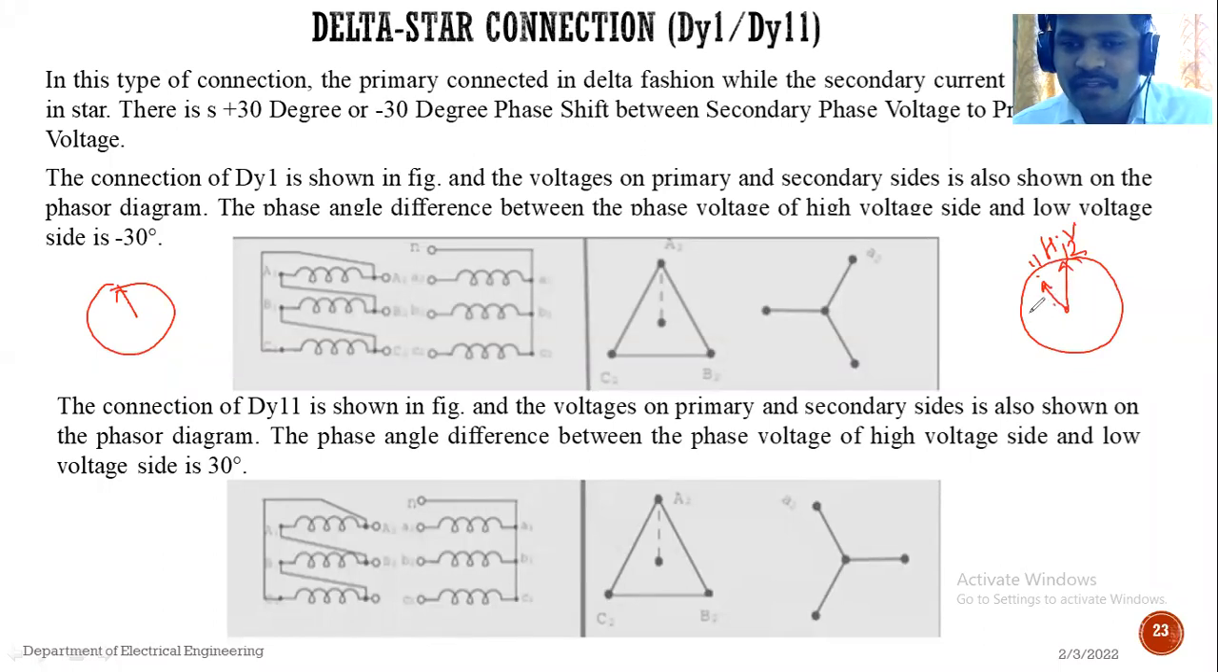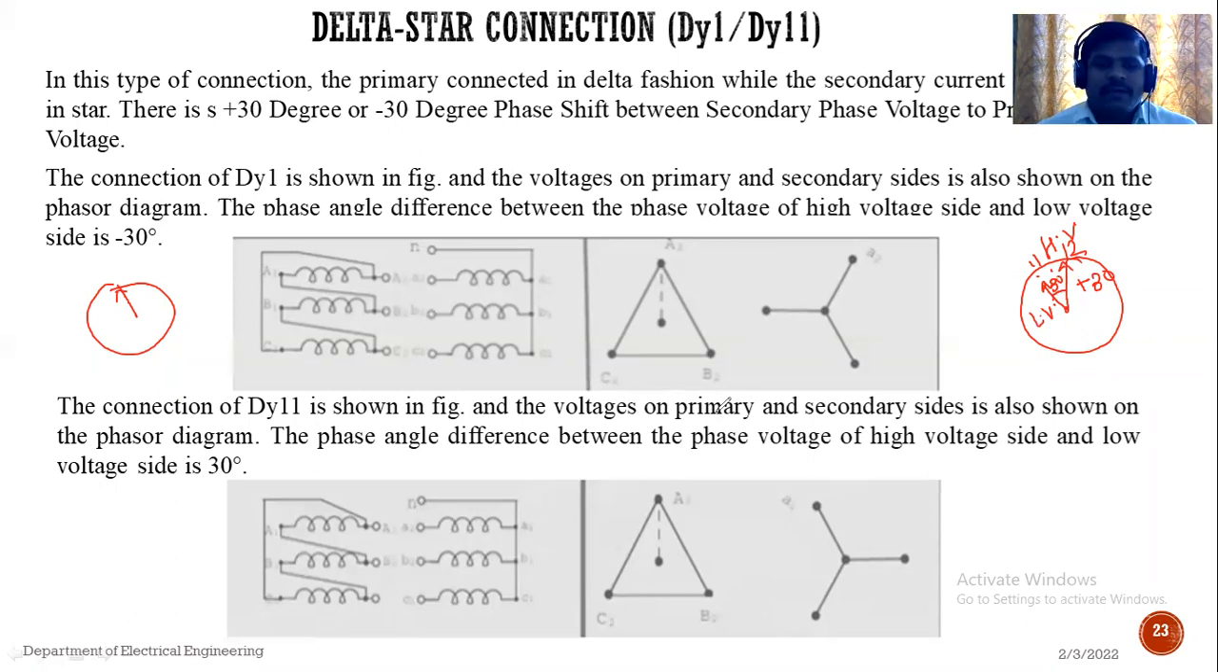So see, this is the LV winding. So the LV leads the HV by an angle of 30 degrees. That means plus 30 degree phase displacement. Plus 30 degree phase displacement can be represented by 11. So the diagram will be shown in this figure.